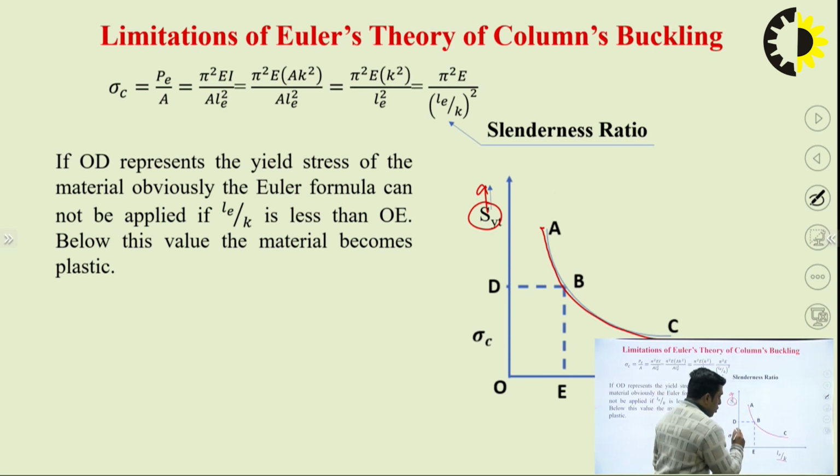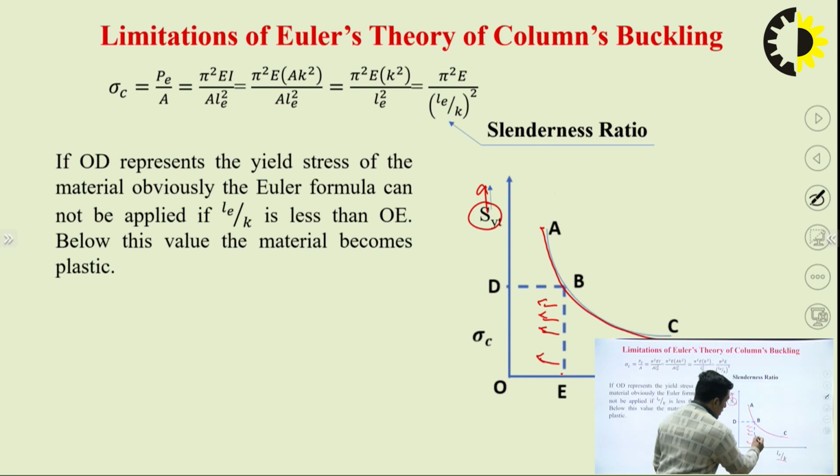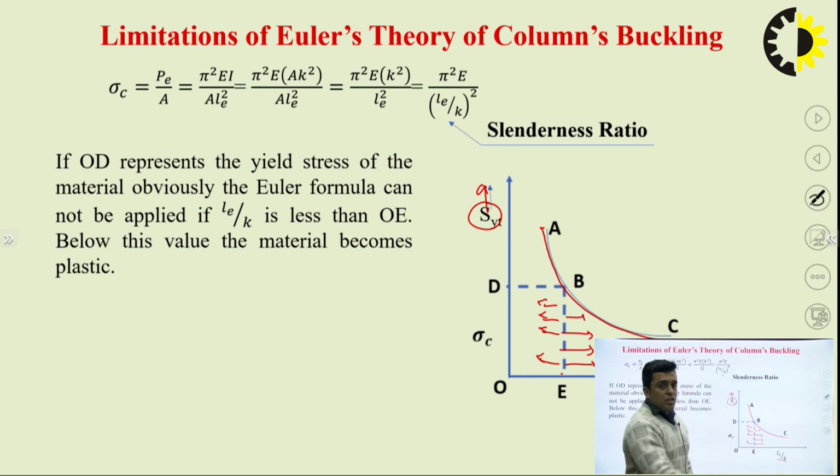Now what this slenderness ratio says: if your value of L_E by K is falling in this region, then the column will fail due to crushing only. And if it is crossing this point E, then the column will fail due to buckling only.